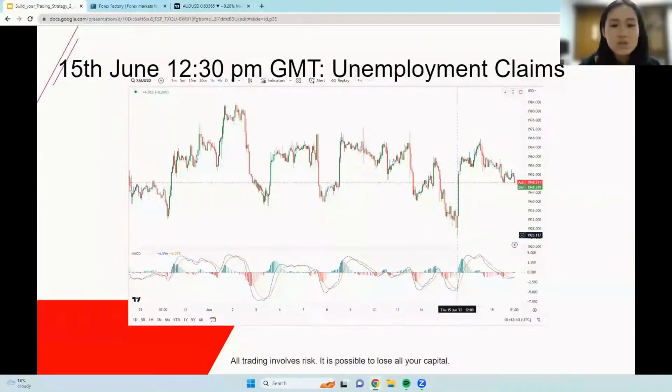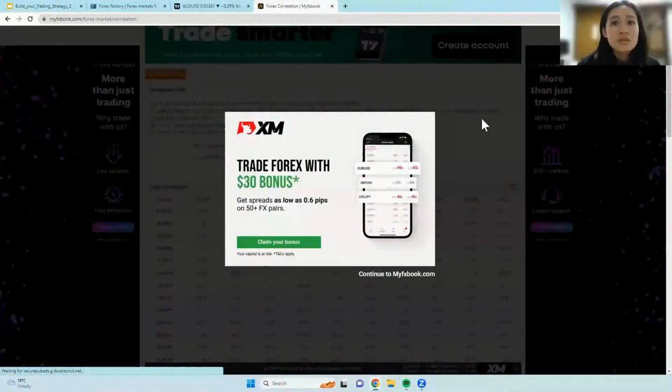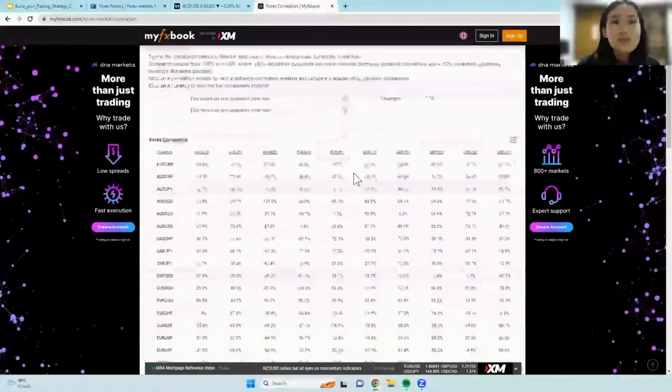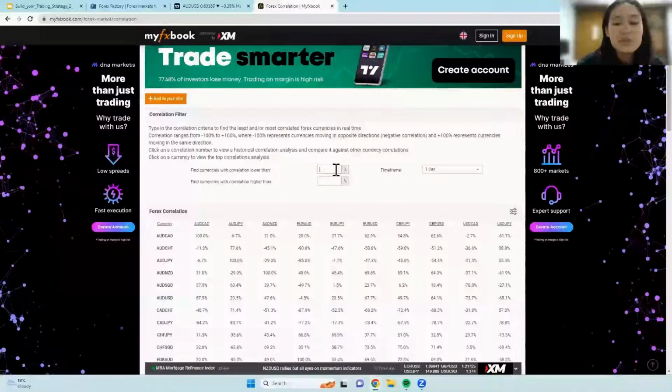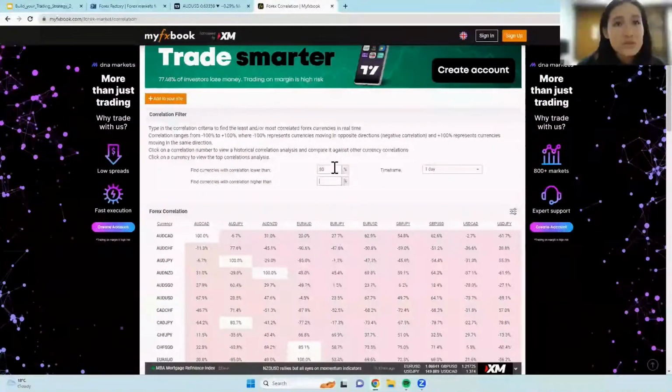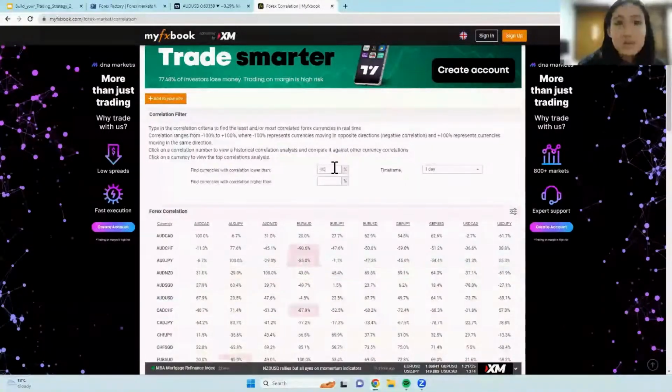So that's why it's important to keep up with your fundamentals and take a look at these as well. So maybe I'll just sidetrack a little bit and show you guys this correlation table from my FX book. So you can type in, I think normally we use 80%. So if it's on negative 80, currencies with correlation lower than negative 80% and higher than 80%.